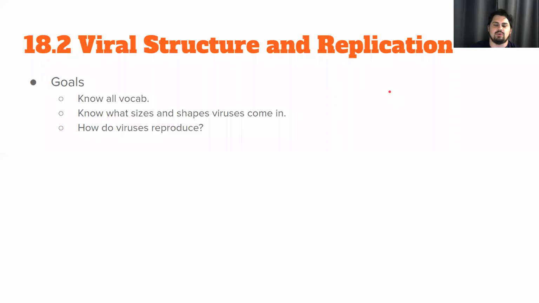Okay, section 2, we're going to talk about the structure of a virus and how they copy themselves or replicate, which is the fancy biology term. So I need you to know all the vocab. I need you to know the sizes and shapes that viruses come in, not every single one, just generals, and then how do viruses reproduce. This is going to be the hardest part. But once you understand it, you'll be okay.